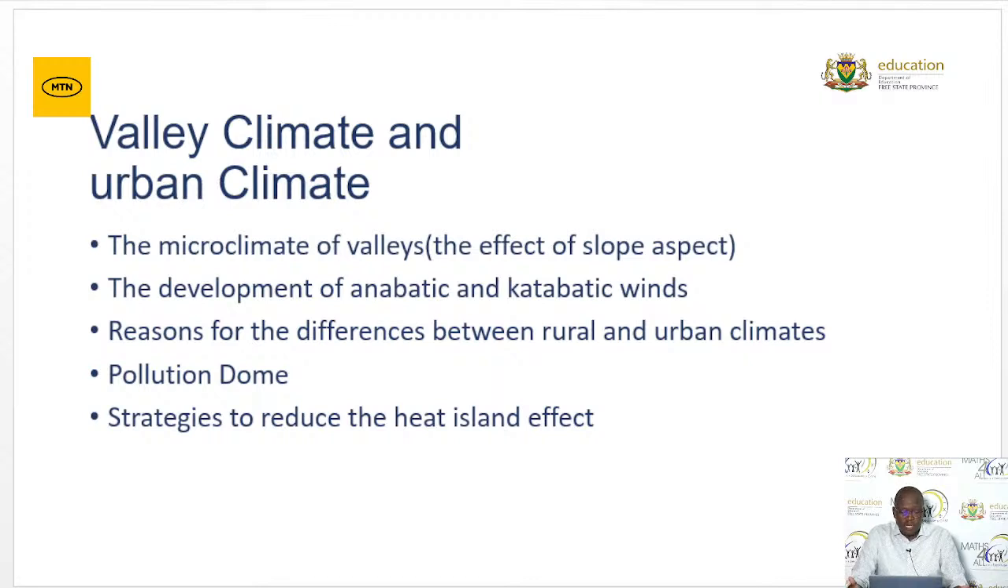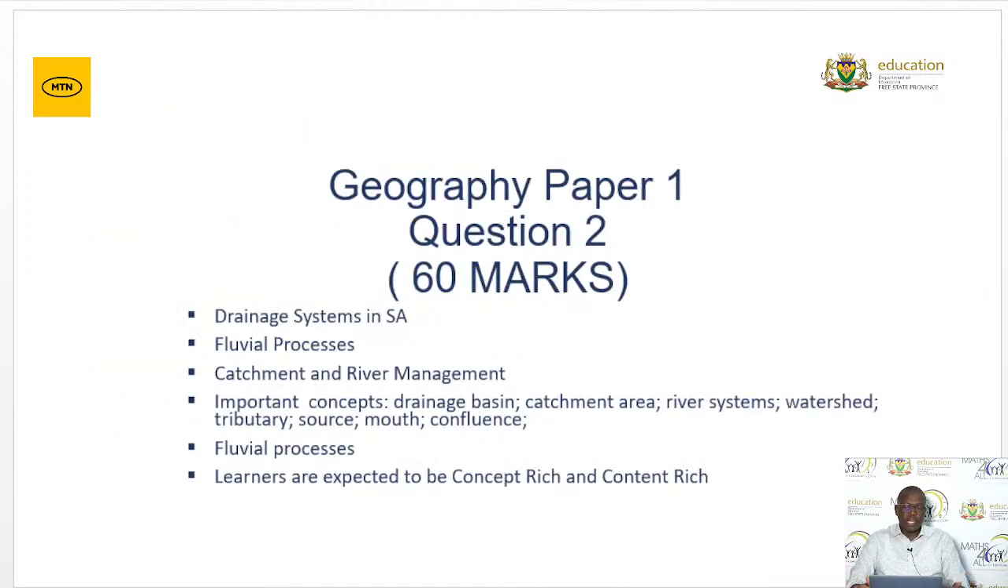That is where they will ask that particular question. So strategies to reduce are very important, and you must be able to give us strategies on how to reduce urban heat island. And then question 2. That means we are done with question 1. Question 1 is out of 60, which is climate and weather. If you follow everything that I'm saying you must follow here, you'll be able to get maximum marks in terms of that particular question, which is question 1, climatology.